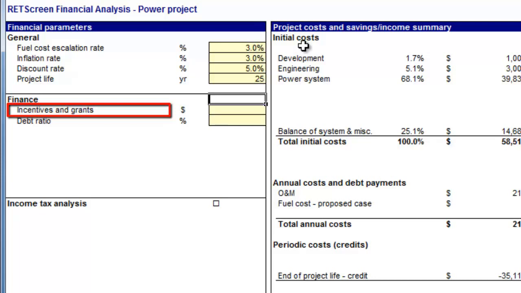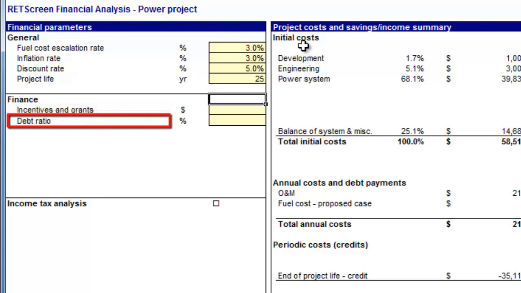Although there are tax incentives available for solar PV projects in California in 2013, we will not input any value into the incentive and grant cell, as this is a preliminary study and we want to get a sense of the financial viability of the project at the selected location without the help of subsidies.